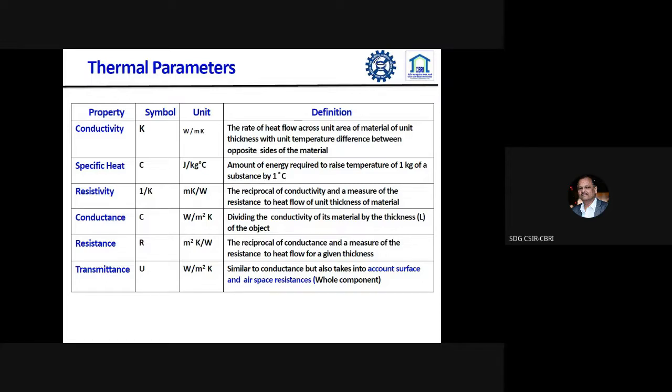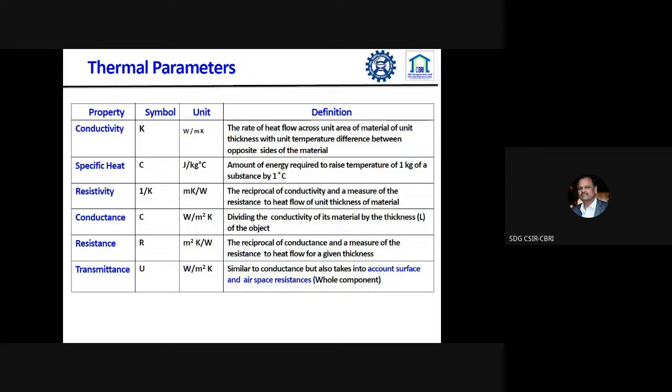to the heat gain. So the first and most important property is the conductivity K, which tells what the heat flow is across the unit area of the material for unit thickness with unit temperature difference between the opposite sides. So that unit is watts per meter Kelvin. That means the conductivity of a material tells how much heat flows through that particular body. So it tells the physical property of that particular material in terms of conductivity.